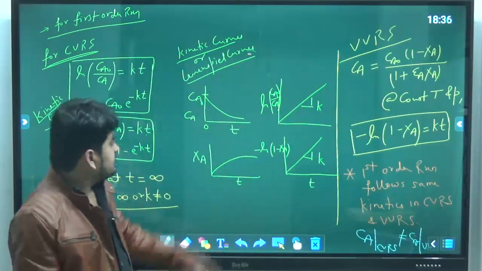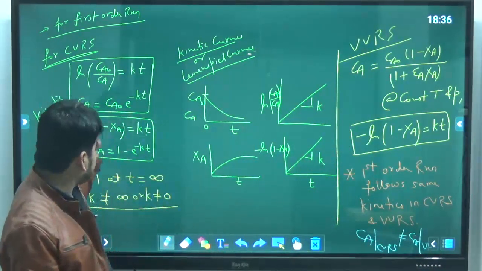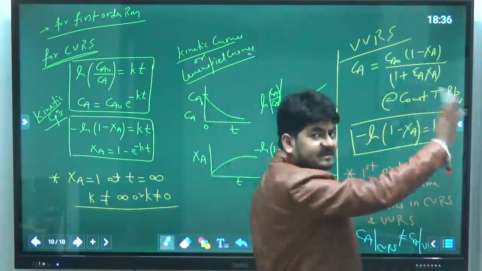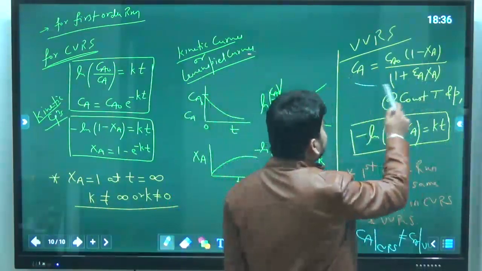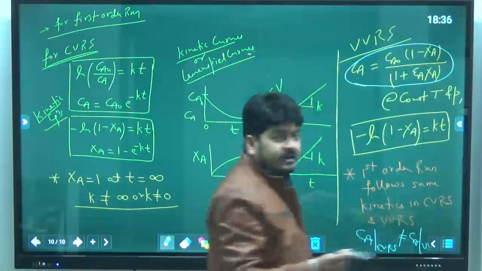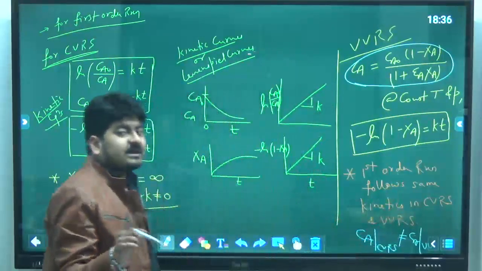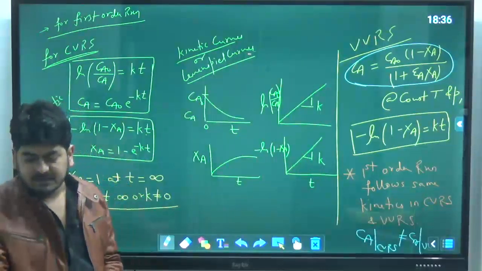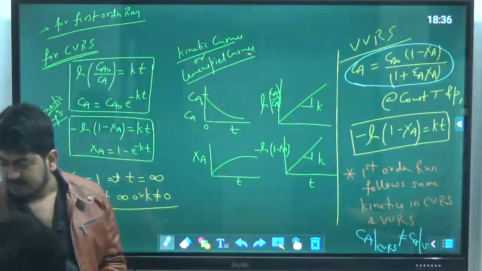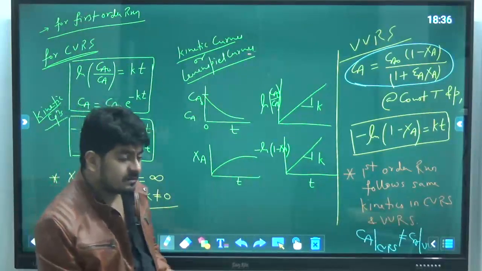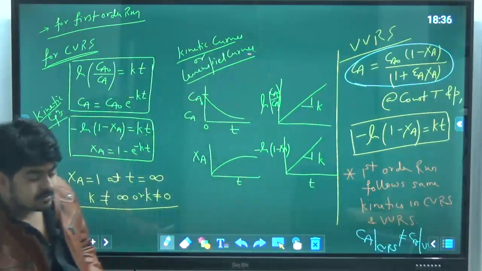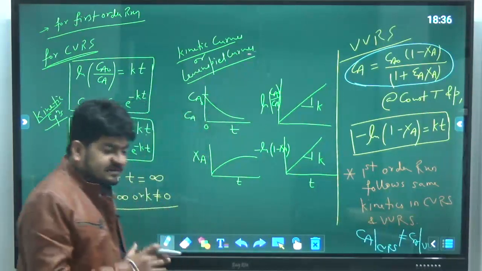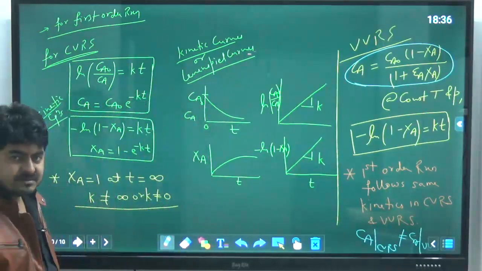Okay, because we know for first order, for CVRS, concentration is Ca equal to Ca naught (1 minus Xa) only, but for VVRS, Ca equal to this. So concentration will be different, but conversion will be same. And just because of the conversion, we are saying that it will follow the same kinetics. So this is something about the first order reaction system.